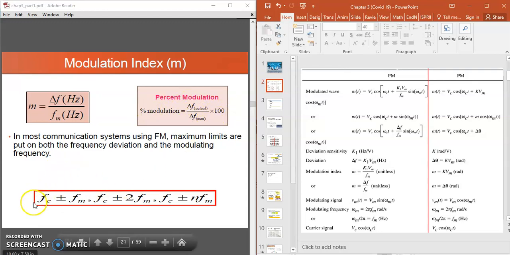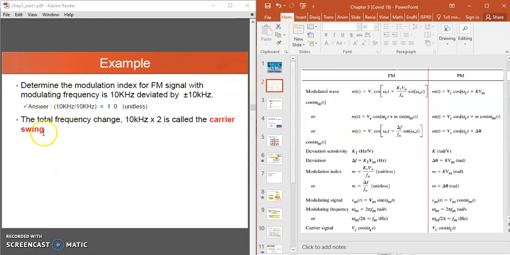How about if you want to know in terms of sidebands? In AM, you have the sidebands, right? Upper sideband and lower sideband, and also the carrier frequency. But for FM, it's different. You can have many sidebands, more or less, depending on your design.